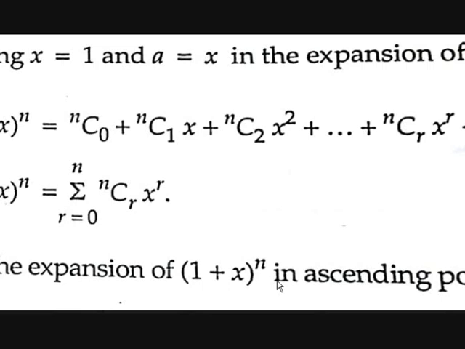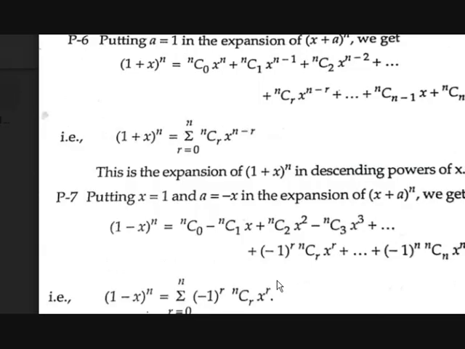Okay, now let's see our next property. Now, our next property is how to get (1 + x)^n in another way. That is, just put a = 1 as we discussed before. Then you will get (1 + x)^n. 1 + x or x + 1, both are the same, because addition has the commutative law.